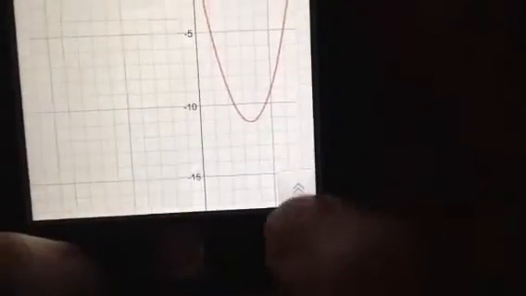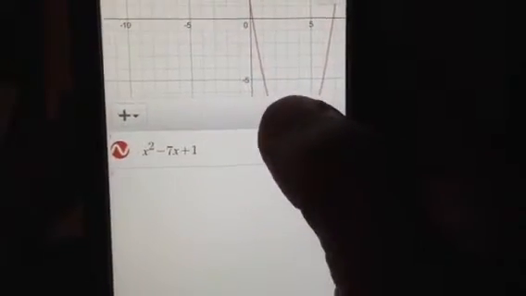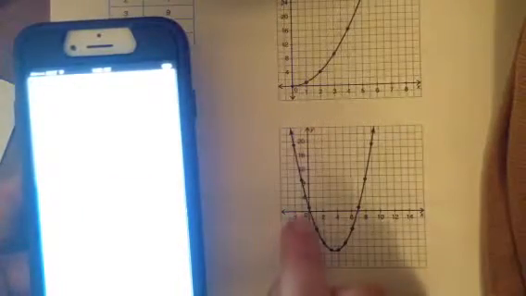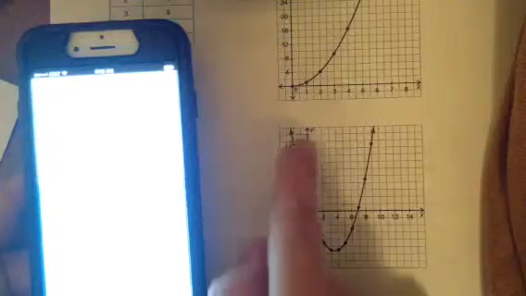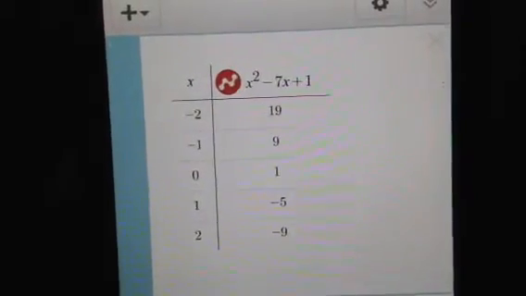A way to double check is to look at the table, which you all know how to do on your graphing calculator. Here it's under settings and then table. And if you notice, this has some exact points. And you can use those points to try to match up to this graph down here. So again, 0, 1; 1, negative 5; 2, negative 9; negative 1, positive 9. So all these points seem to be matching up with this table right here. So those are two different ways to try to figure out if it's the same.